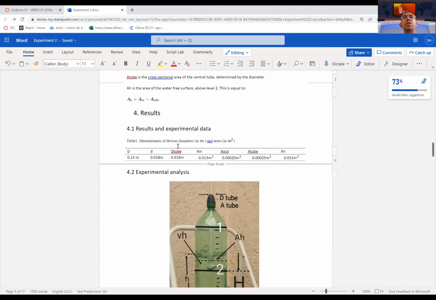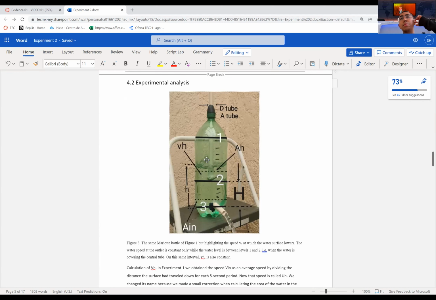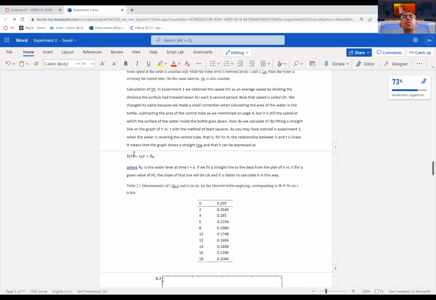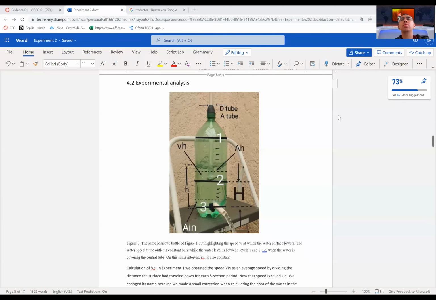Right here we have our experiment and our experimental data. In our experimental analysis, we have the same bottle of Mariotte, figure 1, but we have the Bh that in this experiment is the same as the B in that we did in experiment 1. Also, we have right here the h(t) that we can calculate by Bh per t plus h0.